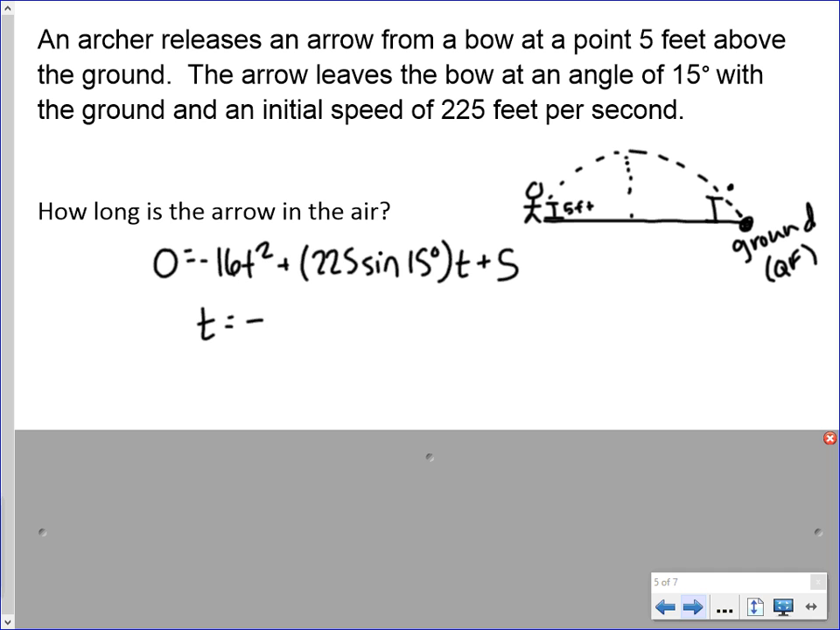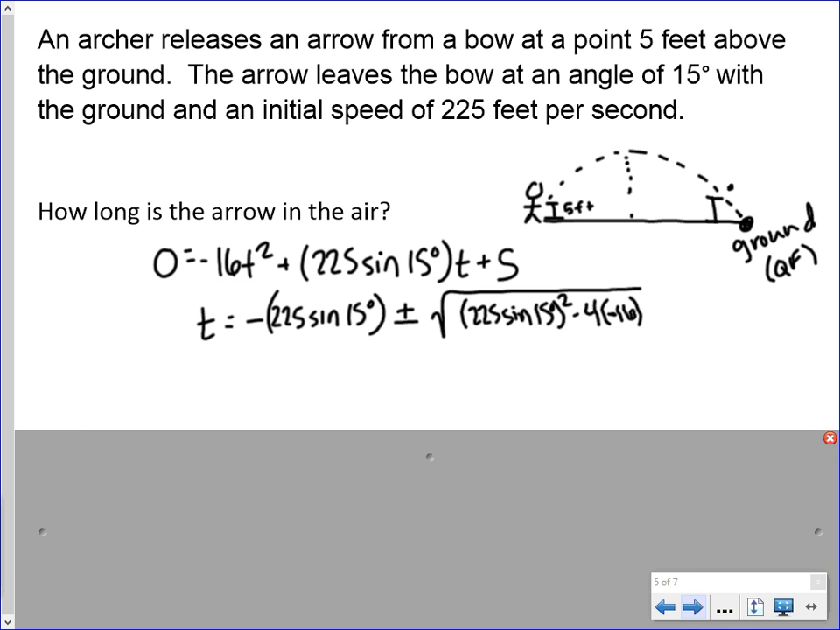t equals the opposite of b, so negative 225 sine 15, plus or minus the square root of b squared minus 4 times a times c, all divided by 2a, which I just usually write as negative 32. That's what it's always going to be in these problems.